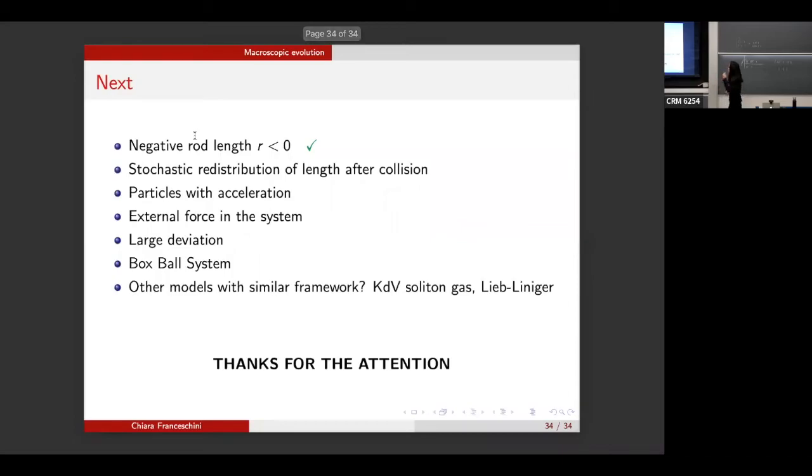And then of course there are open questions. Negative rod length, I think mathematically can be done, but physically I'm not sure what it means.